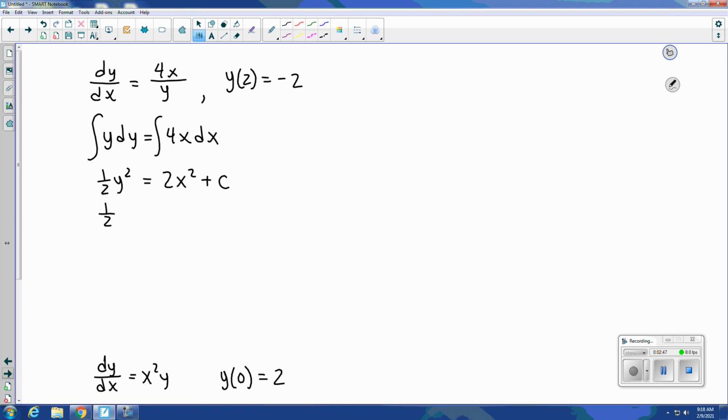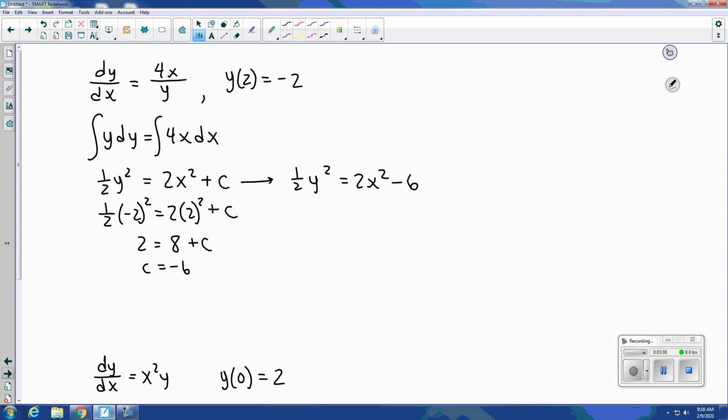So I know that when I plug in 2 for x, I should get -2 for y. Here, we're going to get 4 divided by 2 is 2, 4, 8, so c is -6. So if c is -6, I can now take this, substitute in for c, and solve for y to get my particular solution. Again, if I didn't have this initial condition, then I would just have to solve for y right after the integration part. Now, multiply both sides by 2. Then take the square root of both sides.